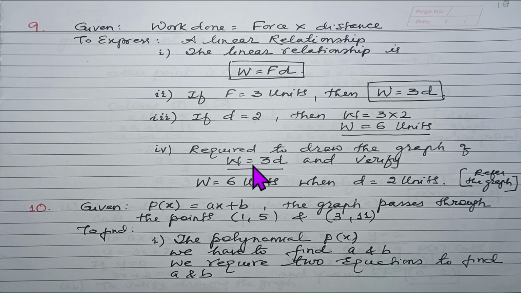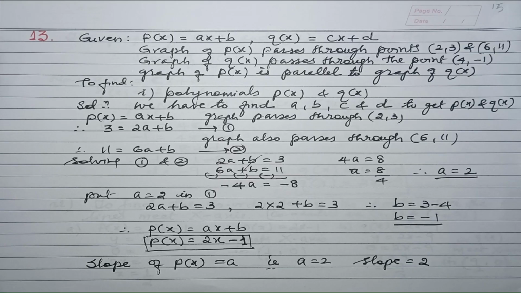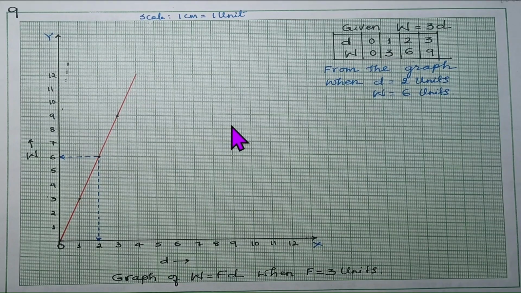Now we are required to draw the graph of W is equal to 3D and verify whether what we have got, 6 units, is correct or not. Let us see what the graph is first. If you look at the graph here, the graph is a straight line graph. I have taken the displacement on the x-axis and the work done along the y-axis. Now for 2 units of displacement, if I draw a perpendicular here, then I get 6 units of work done. So 6 units of work is done for a displacement of 2 units when the force is 3 units.